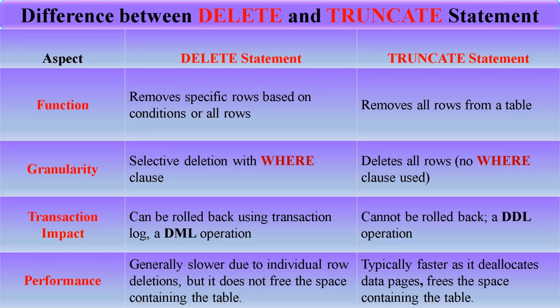What do you mean by rolled back? Let's see an example. Let's say a transaction involves updating multiple rows in a table. If an error occurs halfway through the transaction, a rollback command can be issued. This action will undo all the changes made by that incomplete transaction, effectively bringing the database back to its state before the transaction began. Now, the truncate statement cannot be rolled back, it's a DDL operation.